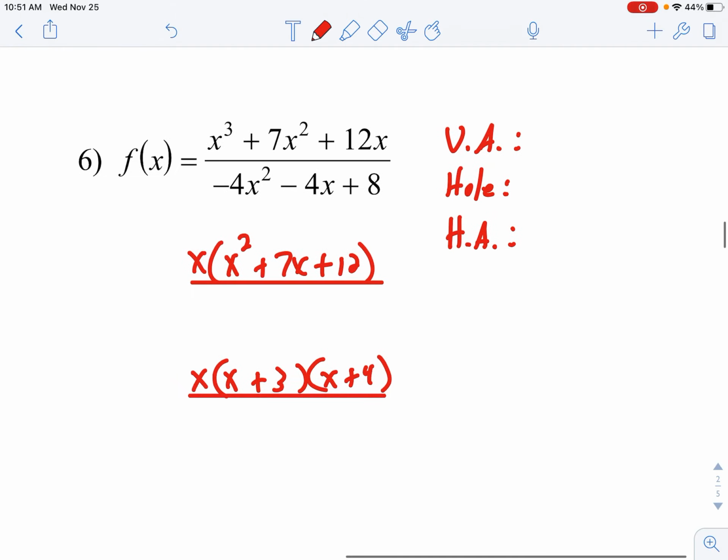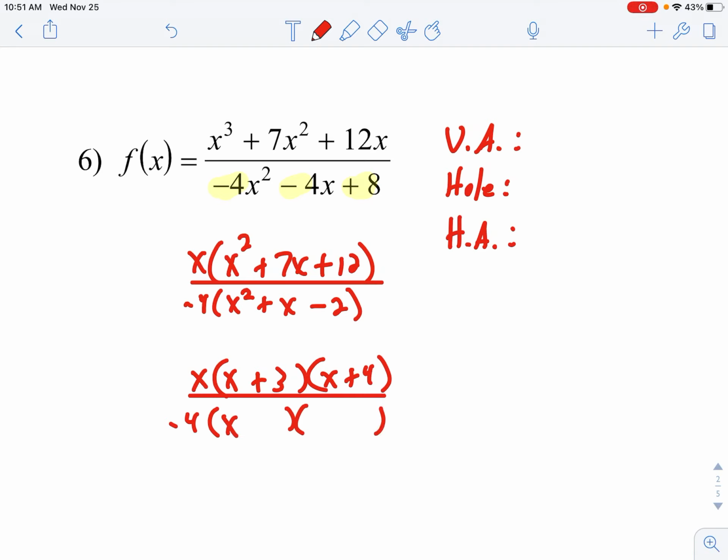The denominator, I can factor out a -4 from every term. That gives me x squared plus x minus 2. And then if I factor that, (x + 2)(x - 1). Well, let's see, nothing is going to cancel anywhere, so there's no holes in this graph.